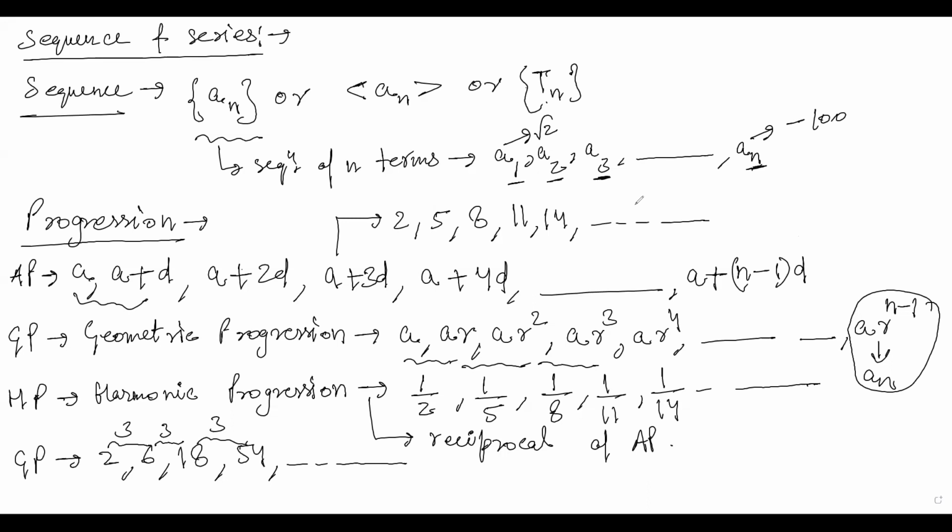Have everyone written this? If you haven't, yes. HP is like the reciprocal of AP. So any AP might be like 2, 3, 4, like I'm just saying. Then HP will be 1/2, 1/3, 1/4. Yes. Correct, Safa.